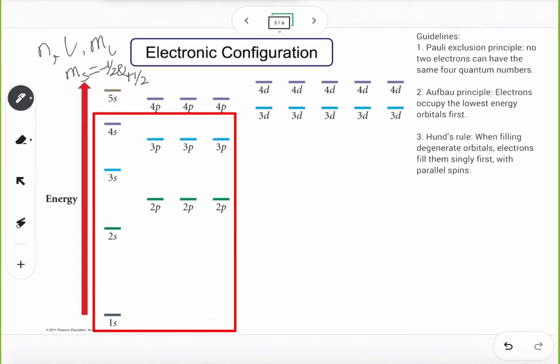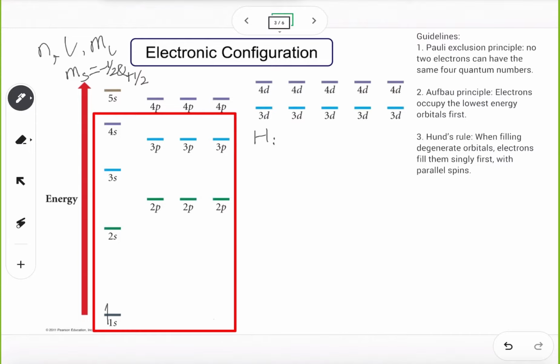Now, let's start from the very beginning. Remember hydrogen. Let's start from element number 1, hydrogen. Well, we know hydrogen has only one electron. So where should we put this electron? According to the Aufbau principle, electrons occupy the lowest energy orbitals first. So you should put this first electron on the 1s orbital. Okay, this is for hydrogen.